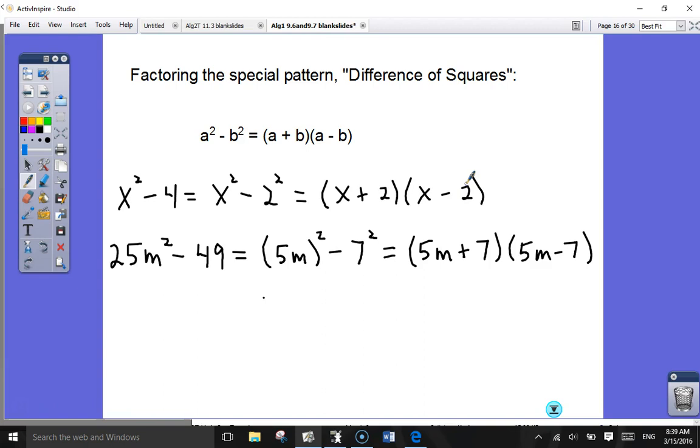So 25m squared minus 49. 25 is a perfect square, so I can rewrite that term as 5m in parentheses squared. Properties of exponents say that's 5 squared m squared. 49 is 7 squared. So once I've got it as a difference of squares, then I apply the pattern: 5m plus 7, 5m minus 7.